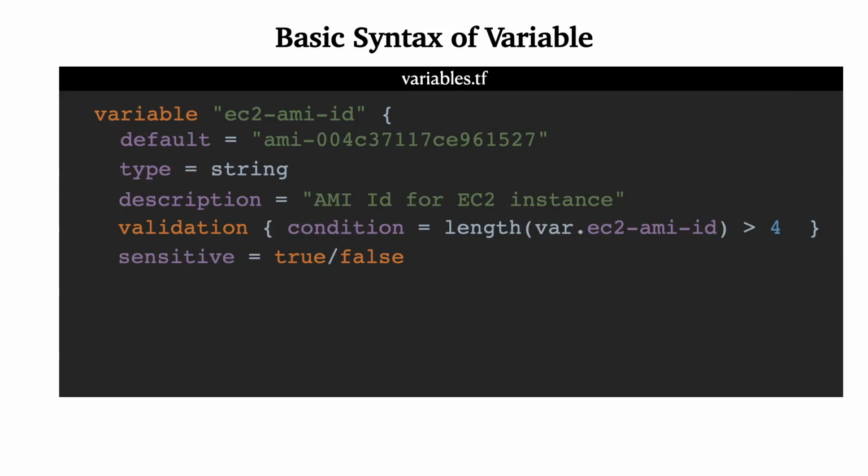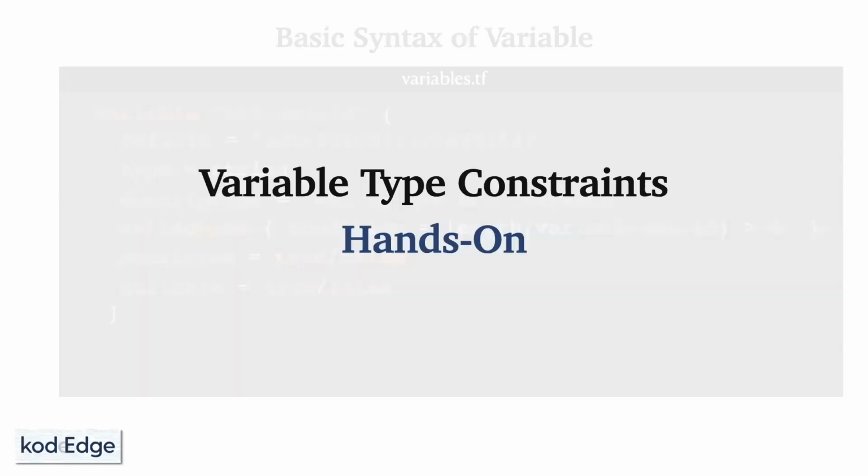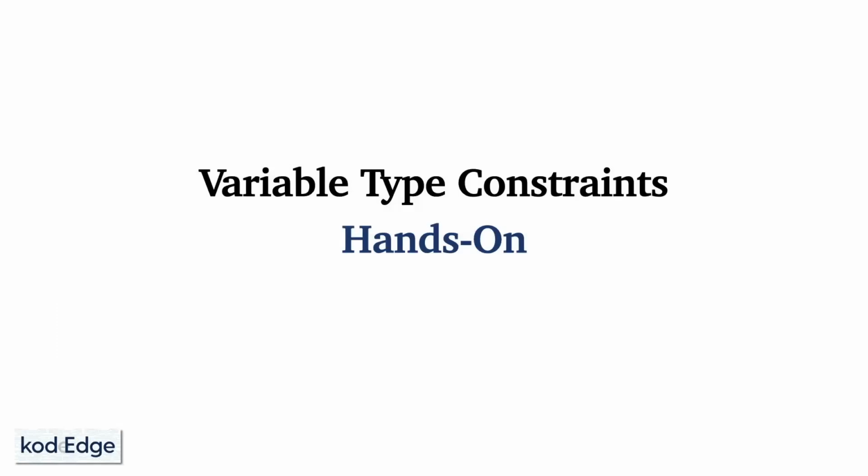But Terraform will still record the sensitive value in the state. So anyone who can access the state data will have access to that sensitive value in clear text format. Then the last one is nullable. This specifies if the variable can be null. The default value for nullable is true. Now let's move to the hands-on, in which we will see variable type constraints in action.